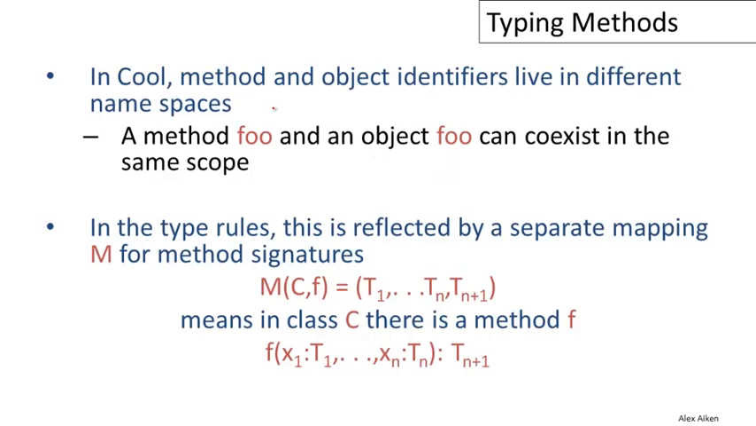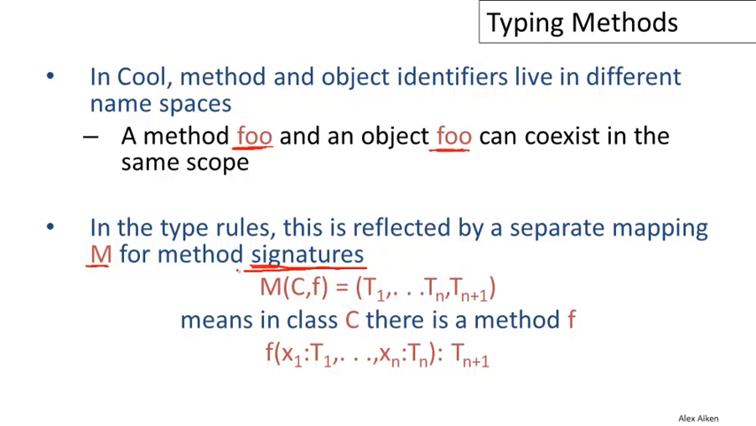An added wrinkle in COOL is that method and object identifiers live in different namespaces. That is, it's possible in the same scope to have a method called foo and also an object called foo, and we won't get the two confused. They are different enough and used differently enough in the language that we can always tell when we're talking about the object foo and when we're talking about the method foo. But what this means, in effect, is that there are two different environments in COOL, one for objects and one for methods. And so in the type rules, this is going to be reflected by having a separate method environment that's going to record the signature of each of the methods.